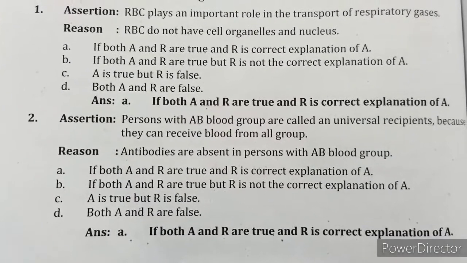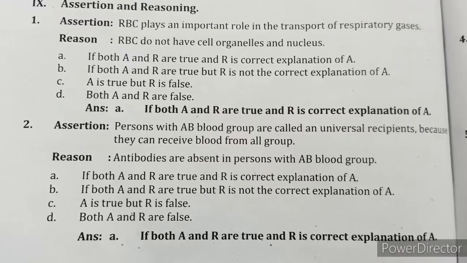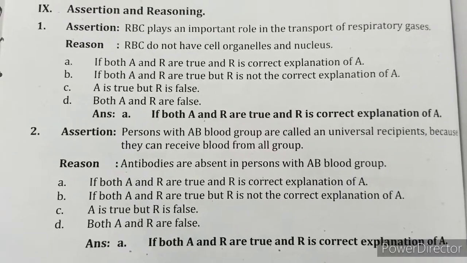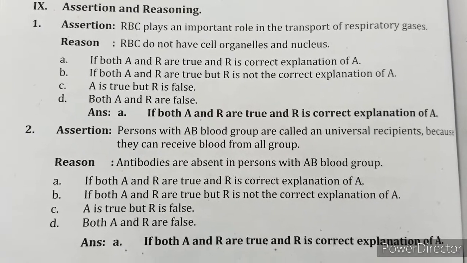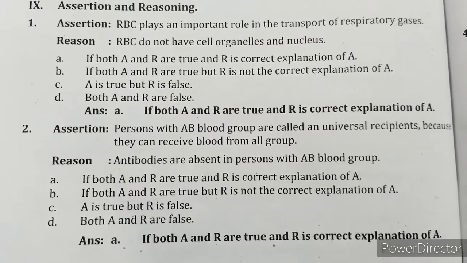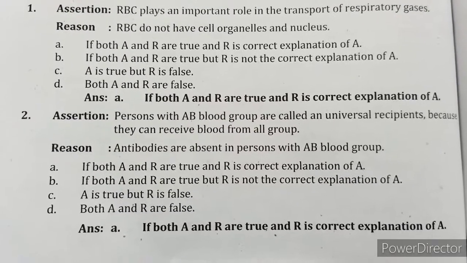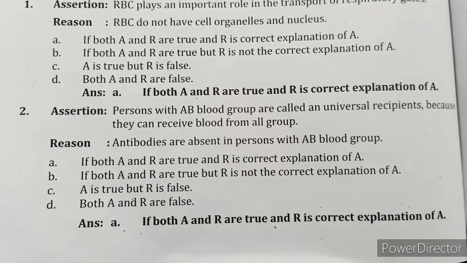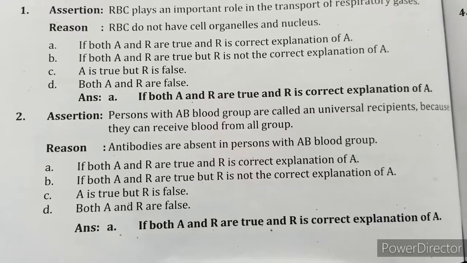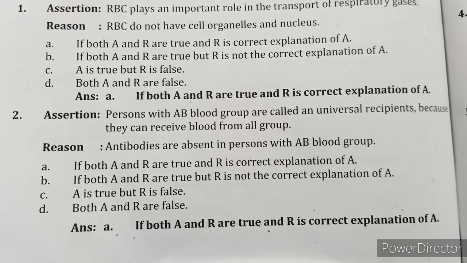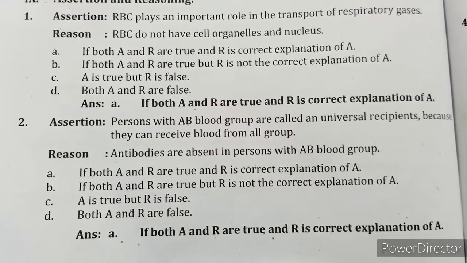Assertion: persons with AB blood group are called universal recipients because they can receive blood from all groups. Reason: antibodies are absent in persons with AB blood group. Option A: if both A and R are true and R is the correct explanation of A. Option B: if both A and R are true but R is not the correct explanation of A. Option C: A is correct but R is false. Option D: both A and R are false. The correct answer is option A.